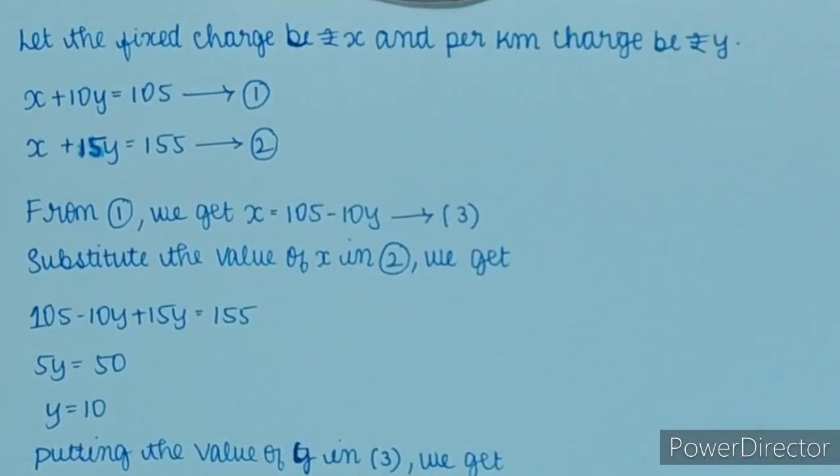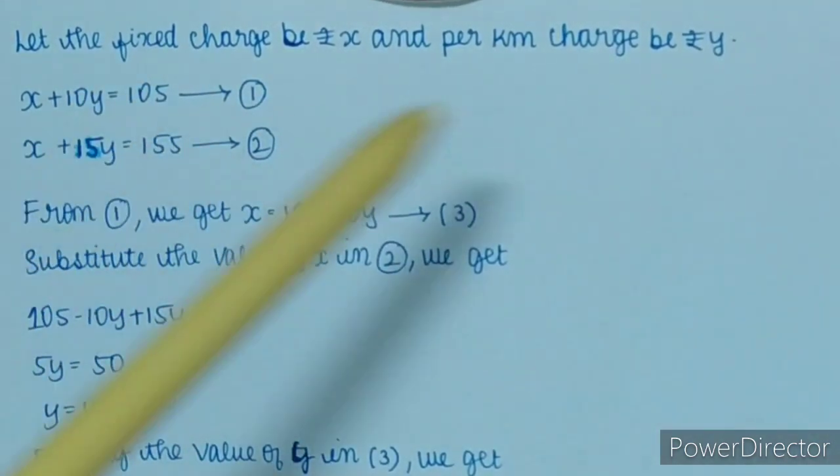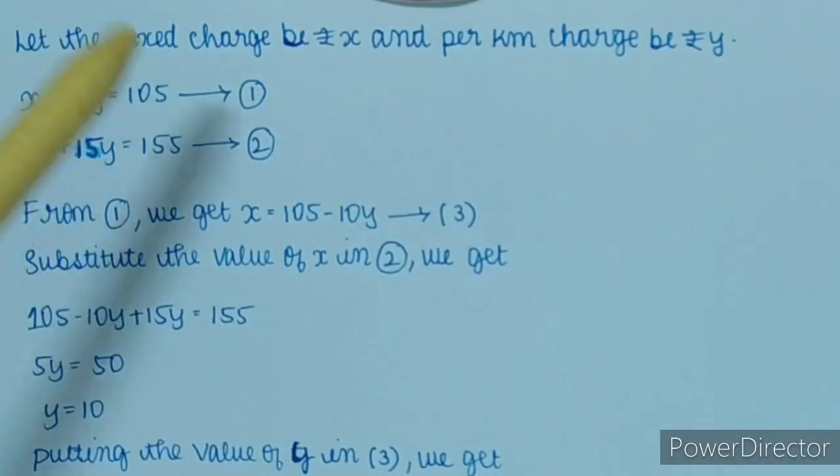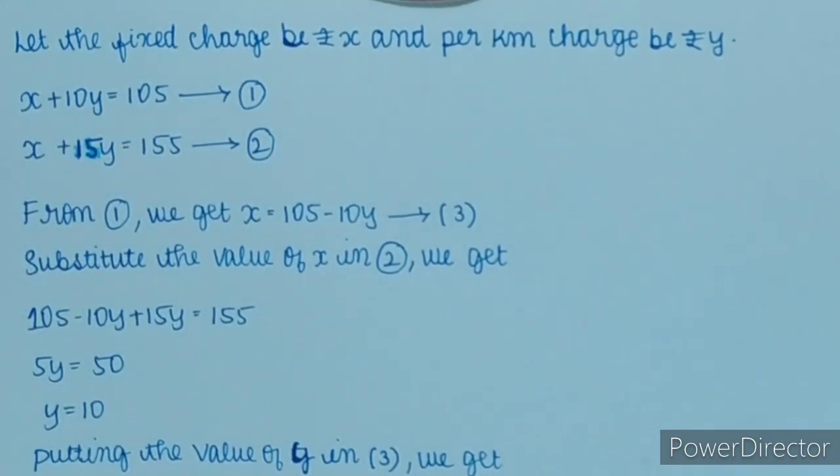According to the first condition, for a distance of 10 km, the charge paid is rupees 105, and for a journey of 15 km, the charge paid is rupees 155. So for this distance of 10 km, the charge paid is 105, right? This cost consists of both the fixed charge and the charge per kilometer. We have considered the fixed charge to be x, and the per kilometer charge is y. So how many kilometers? 10. So y into 10. So x plus 10y is equal to 105. I hope this equation is clear to you, how we formed the equation from the statement.